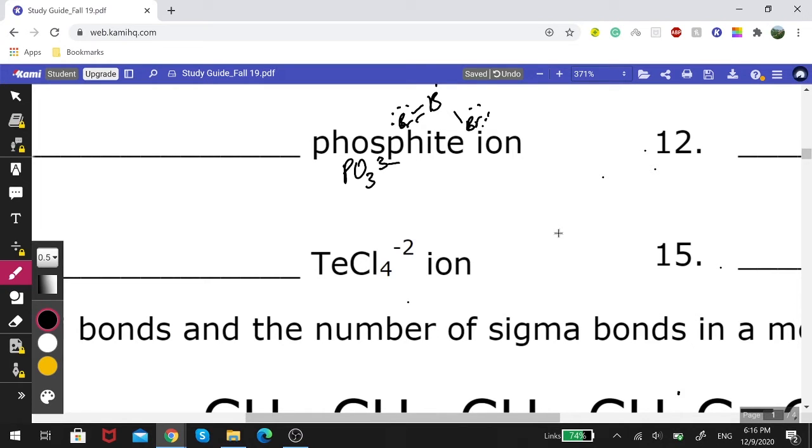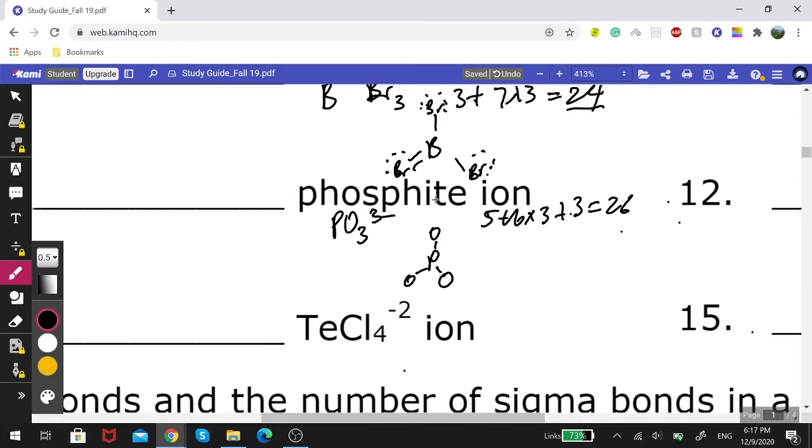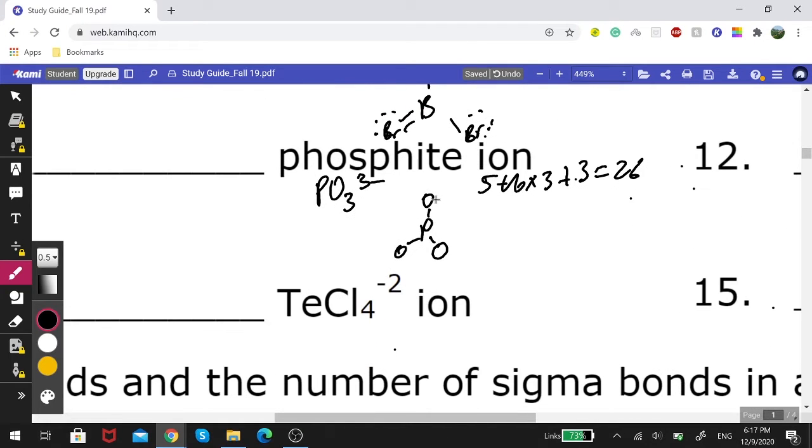So PO3 3- will be P in the middle, 1, 2, 3. If you add up everything together, P has how many valence electrons? P has 5. 5 plus 6 times 3 plus 3. That should be equal to 26. 1, 2, 3. This will add it to 22. So we're going to have to add a lone pair over here.